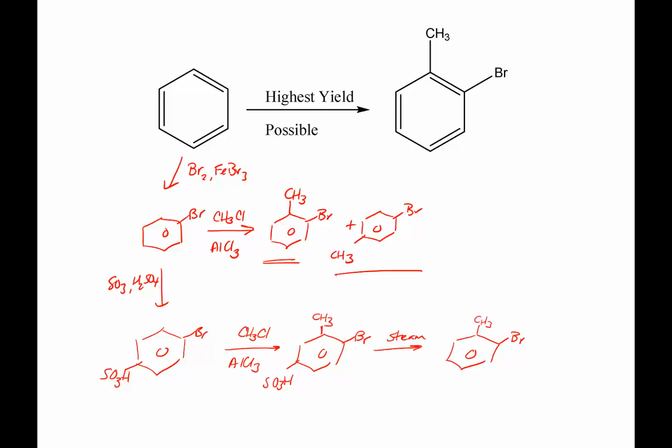So the idea of this blocking strategy is you can use an SO3H to block a position that you don't want to add something to and then strip it off later. And that can help you. In the case of making ortho disubstituted aromatic compounds, it's the perfect way to do that. Does everybody kind of see that?